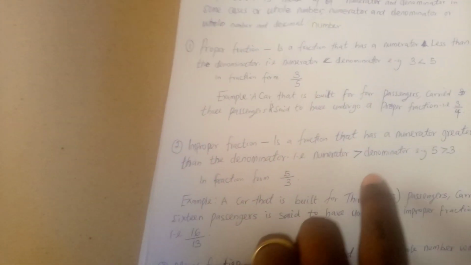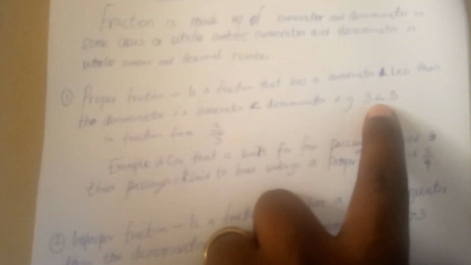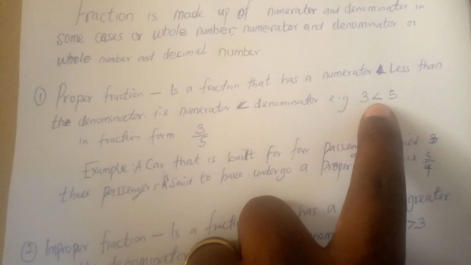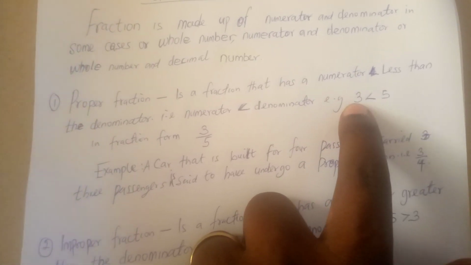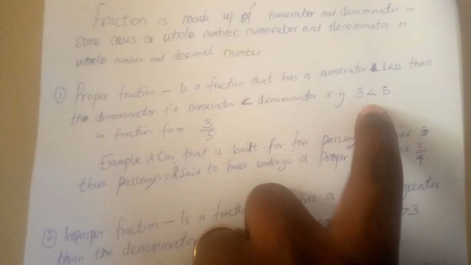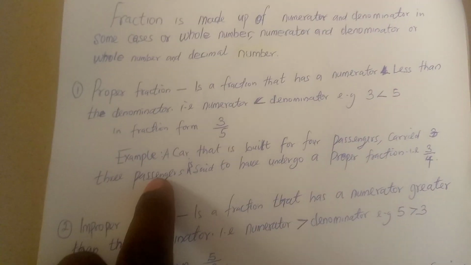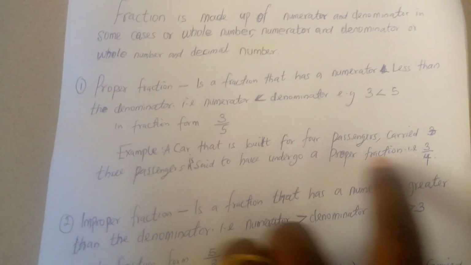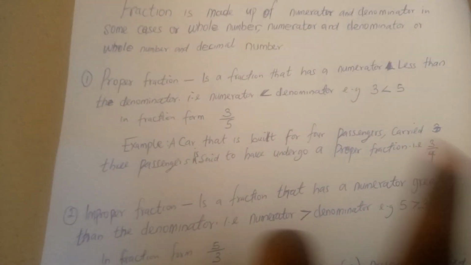Then let's just go back to what we have been doing. You will see from what we have done, this sign here, look at it carefully. Yes, this sign here is less than. So when the number at the top is always smaller than the number at the bottom, it is regarded as a proper fraction. Like you saw in our example here, a car that is built for 4 passengers carried 3 passengers is said to have undergone a proper fraction, that's 3 over 4.